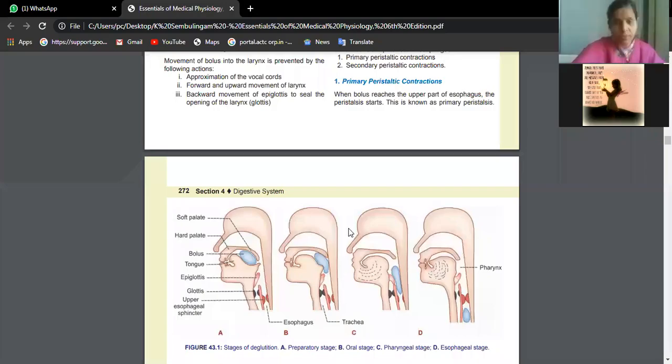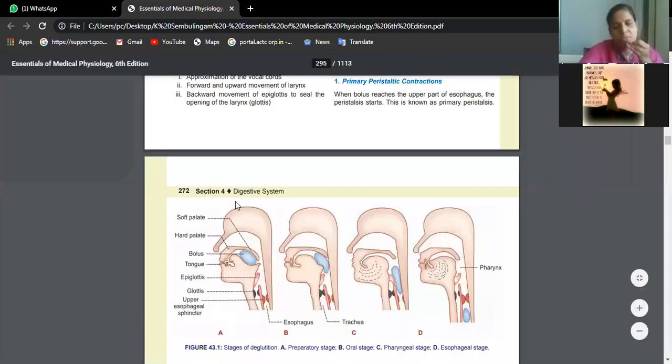See here, the deglutition process. What we have is basically the sagittal section of head and neck. In the sagittal section of head and neck, from the nose as we go behind, that is nasopharynx. From the oral cavity as we go behind, this is oropharynx. From the larynx as we see behind, this is laryngopharynx. That means this whole area is pharynx, with three different parts: nasopharynx, oropharynx, laryngopharynx.